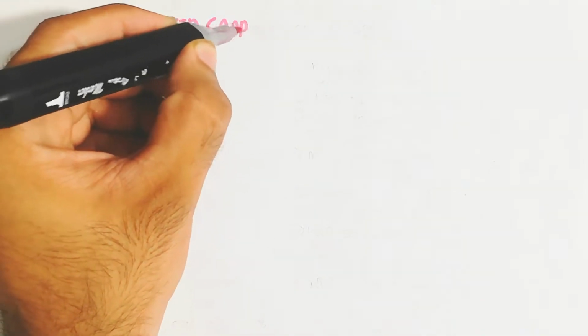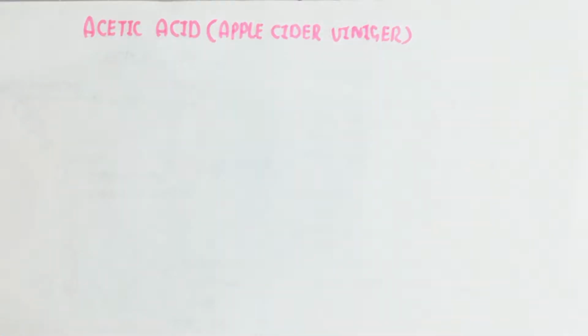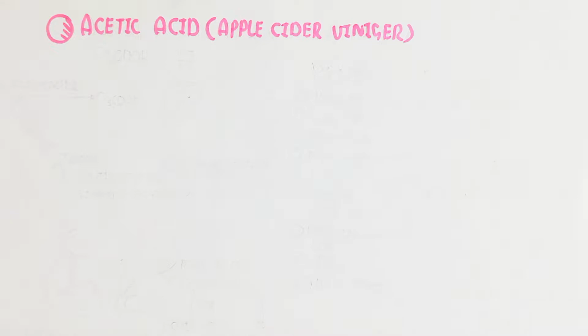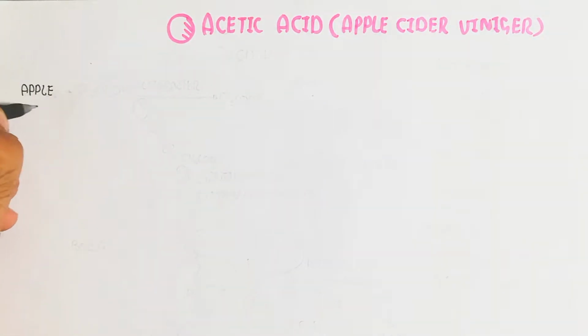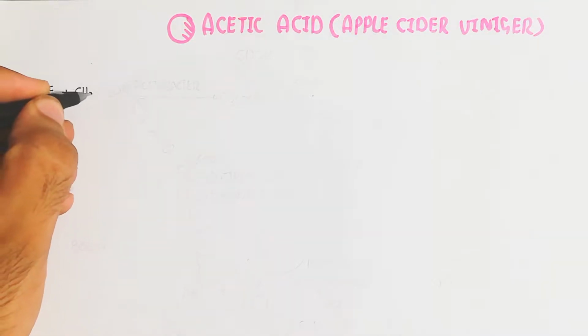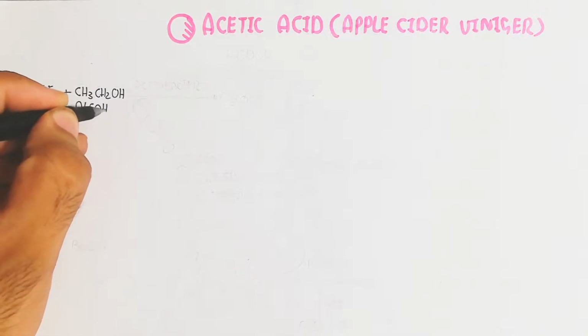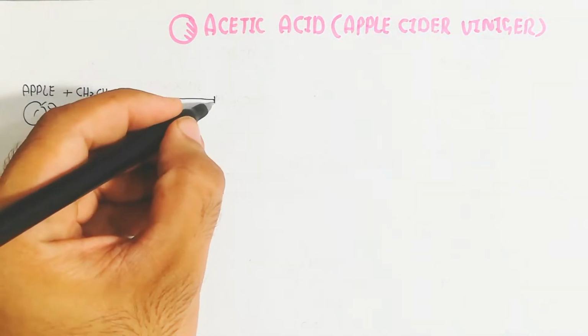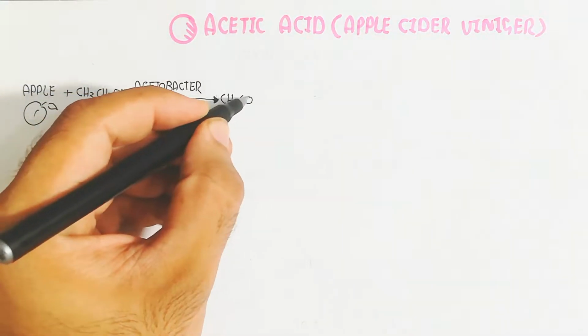Hello, in this video we will discuss acetic acid, the apple cider vinegar. Apple cider vinegar is produced aerobically: when we add apple to alcohol along with some apple nutrients, and Acetobacter is added, the acetic acid forms aerobically. This acetic acid is known as apple cider vinegar. So we will discuss the physiology of apple cider vinegar.